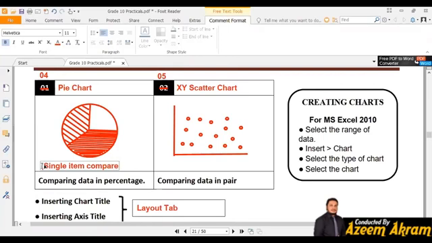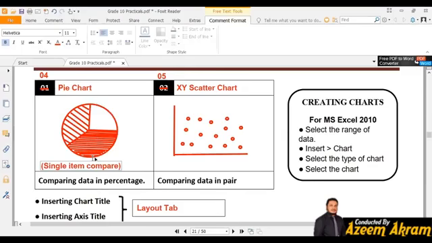So 0 to 5 they will take one age limit. So 5 to 12 one age limit. 12 to 19 one age limit. Like that they will take some sort of age limits. So remember, single item compare, which is pie chart, always pie chart. This is what we have to be very careful about in the exam.